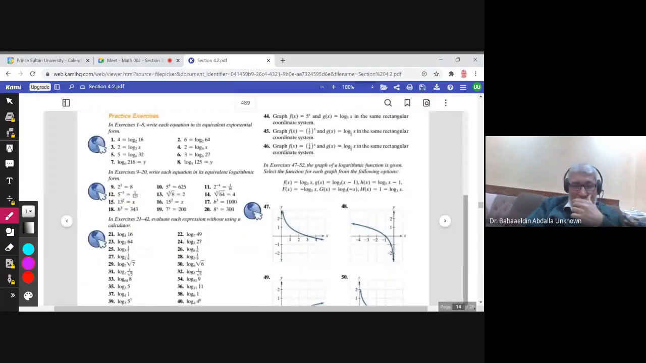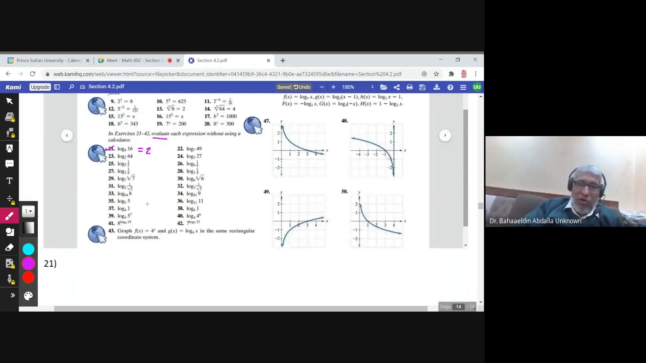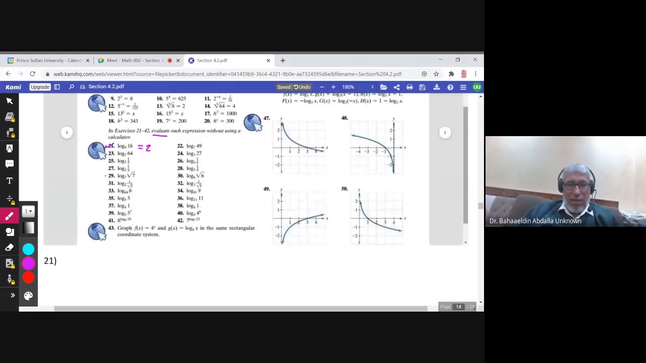Let us now try to solve some questions. For example, here, these questions are old. I think we can solve them easily. You can do it by yourself. Evaluate. We did evaluate last time. For example, what is log base 4 of 16? You think, 4 to the power what equals 16? 4 to the power 2 equals 16. So the answer is 2. So you can do all of these questions, 21, 29, 34.